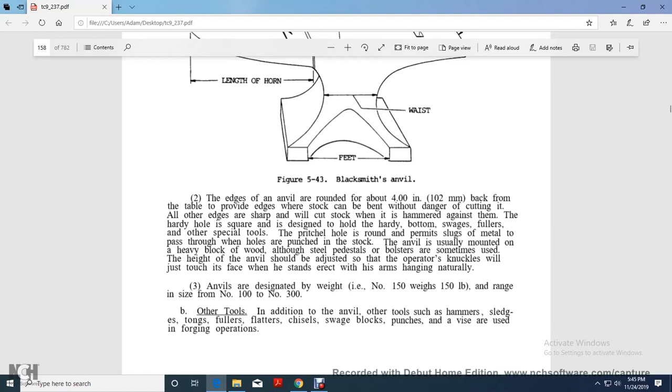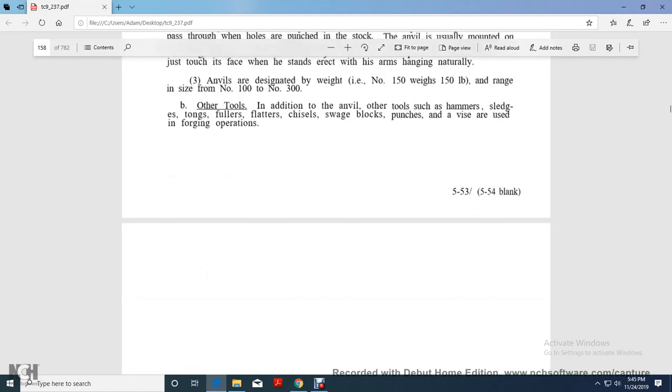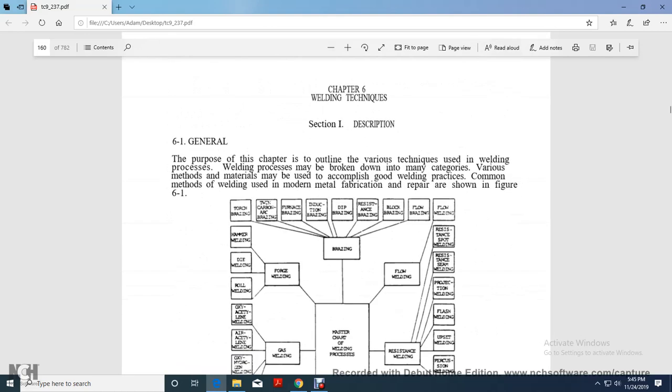All right, anvils are designated by weight, between 150 pounds and up, and range in size from number 100 to 300. In addition to anvils, other tools such as hammers, sledges, tongs, fullers, flatters, chisels, swage blocks, punches, and vises are used in forging operations. And that was the rest of chapter 5, and chapter 6 gets into welding techniques.